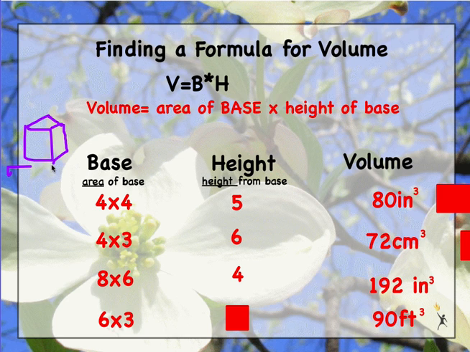And if it was a 6 by 3, which is 18, and we know that the volume is equal to 90, so 18 times what is 90? And that is 5.